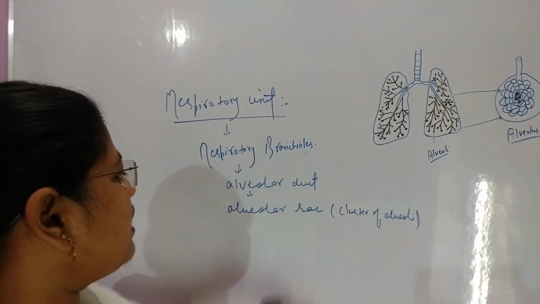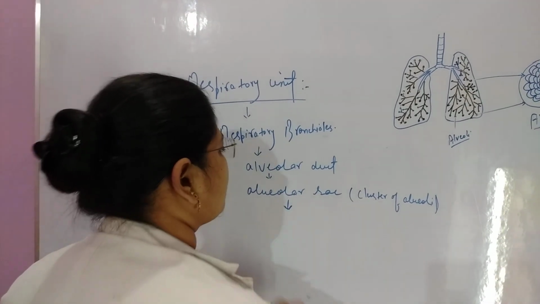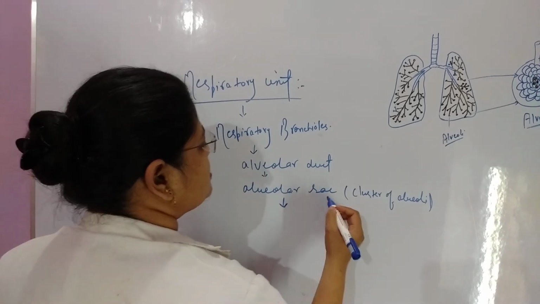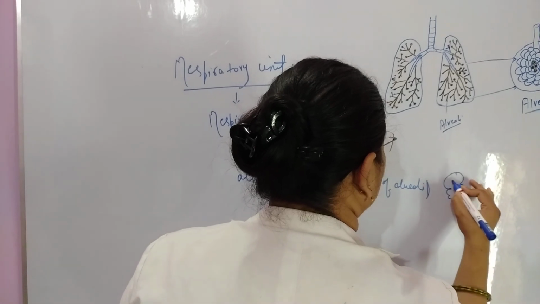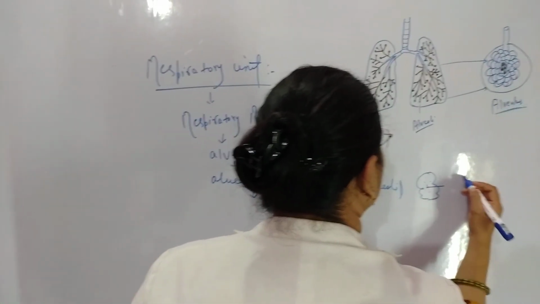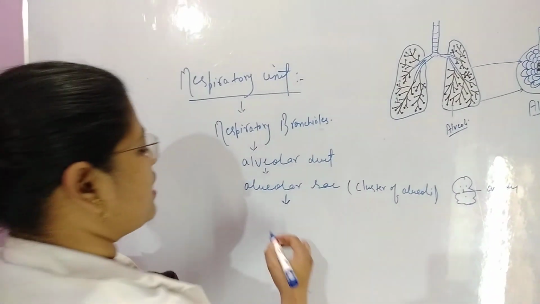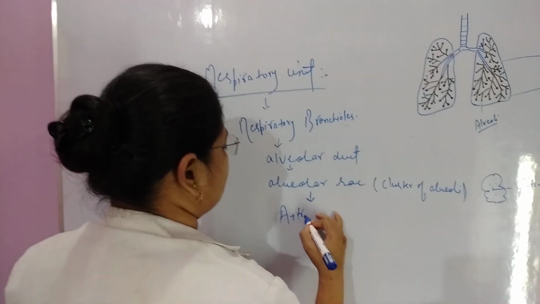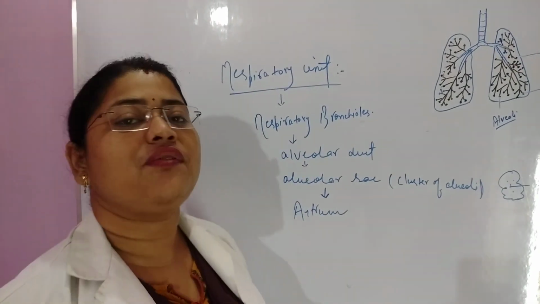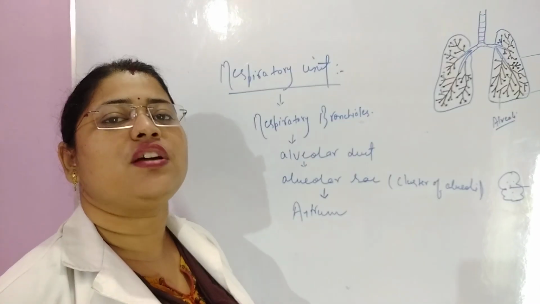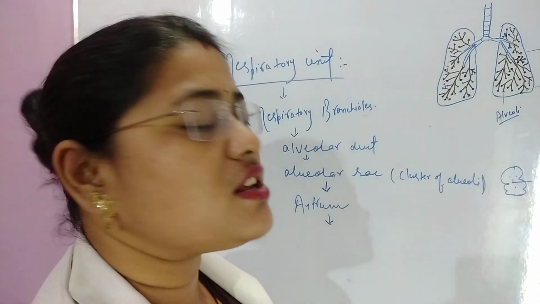So the alveolar sac contains an air space known as the antrum. This is the space which is filled with air inside the alveolar sac. So antrum. And now the last one is alveoli.